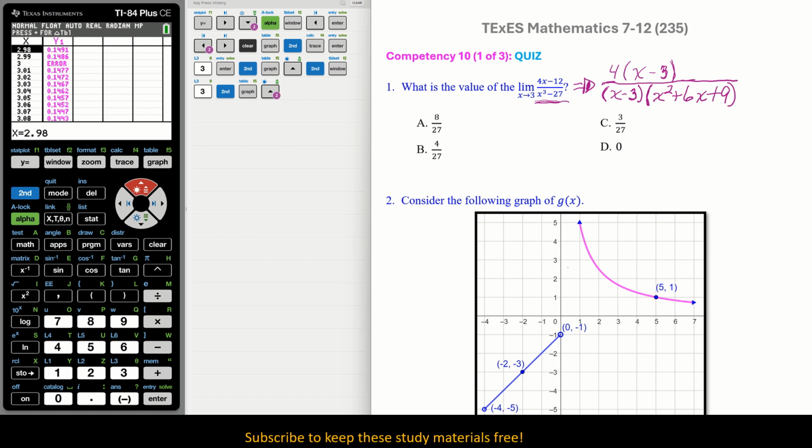By this time, we've done so many of them, you're probably very used to seeing this. Okay, then we need to cancel those. Well, lo and behold, what's left in my numerator? It's 4. Well, which options give me that? Well, that's only option B.